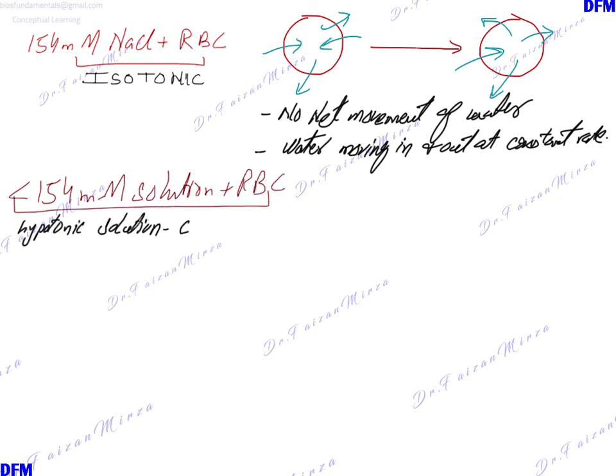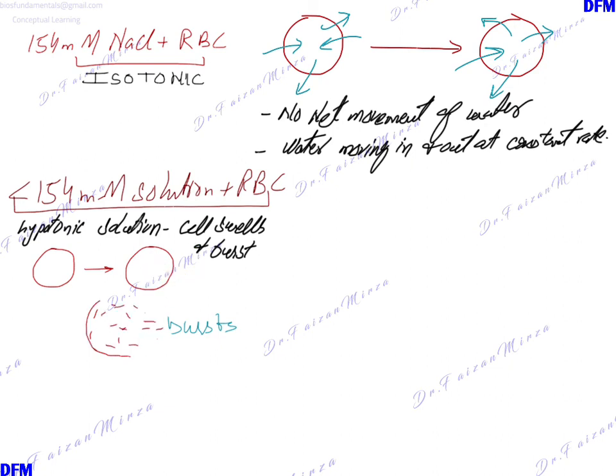But if the red blood cells are placed in a solution which is less than 154 millimolar, that is, in a hypotonic solution, the cell would start to swell and the cell will burst. Why does the cell end up bursting? Because water entered the cell. This was endosmosis occurring, water entering the cell. So when the water entered, the cell got swollen and it burst.